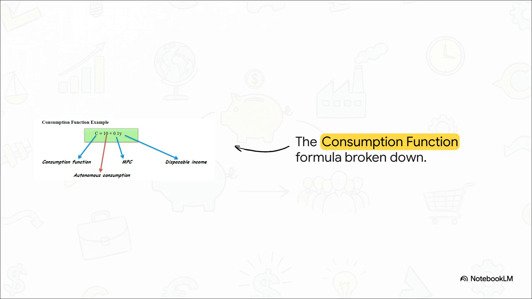The second part is induced consumption. This is the fun part. It's the spending that naturally grows as your disposable income rises. Simply put, higher income, higher consumption.